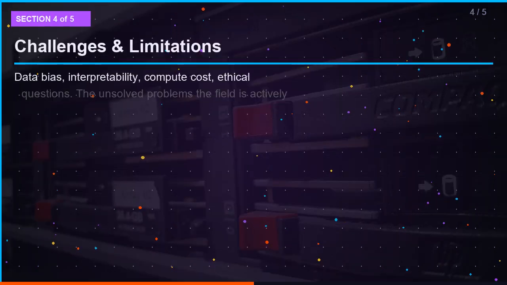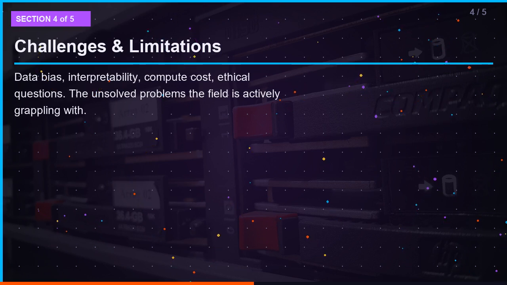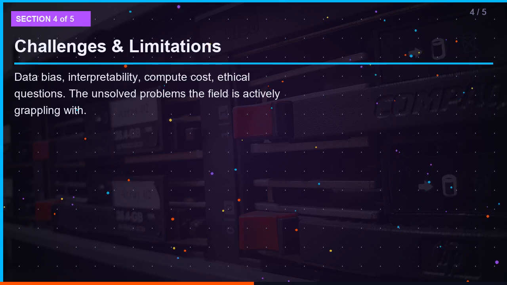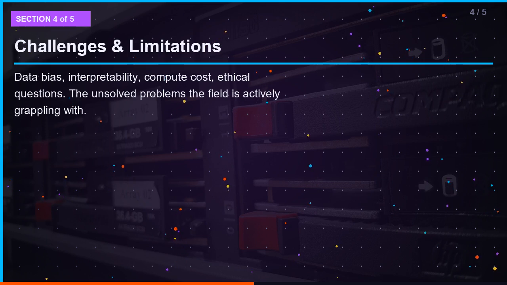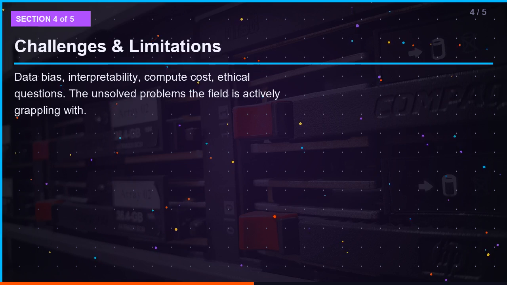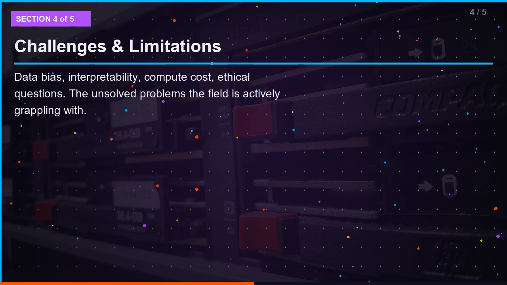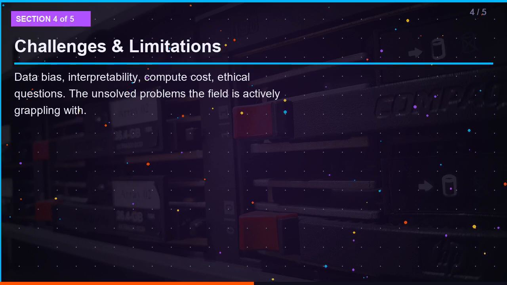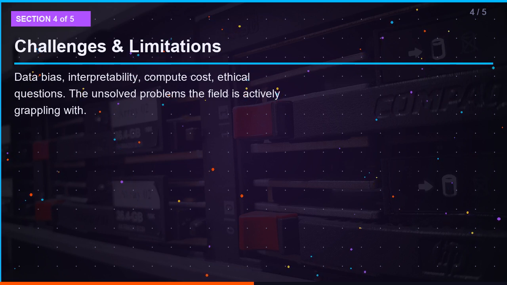No technology comes without challenges, and we should be honest about them. Data quality is the biggest hurdle. Models trained on flawed data produce flawed results. Algorithmic bias is real and has genuine consequences for real people. Interpretability is another major issue. These systems can be black boxes. Compute costs are enormous, raising serious questions about access and sustainability. And the ethical questions around privacy, job displacement, and misuse are not hypothetical, they are happening now. The field is working on all of this, but solutions are not yet complete.